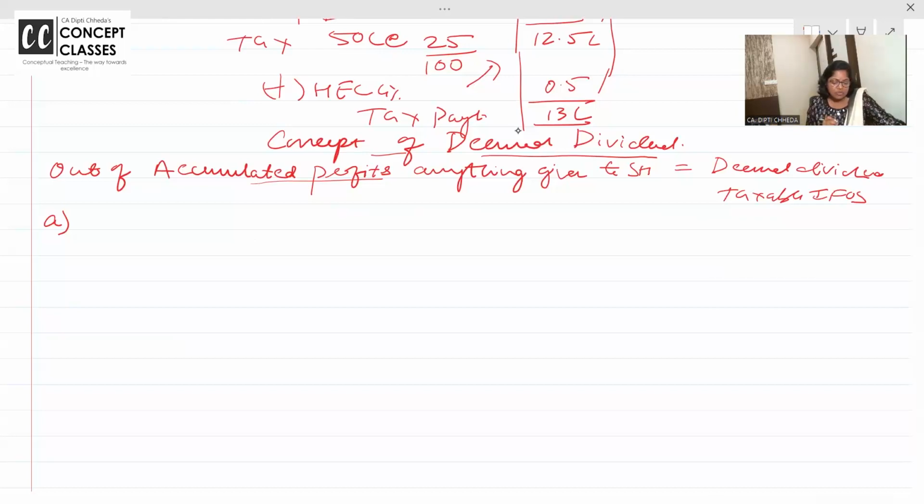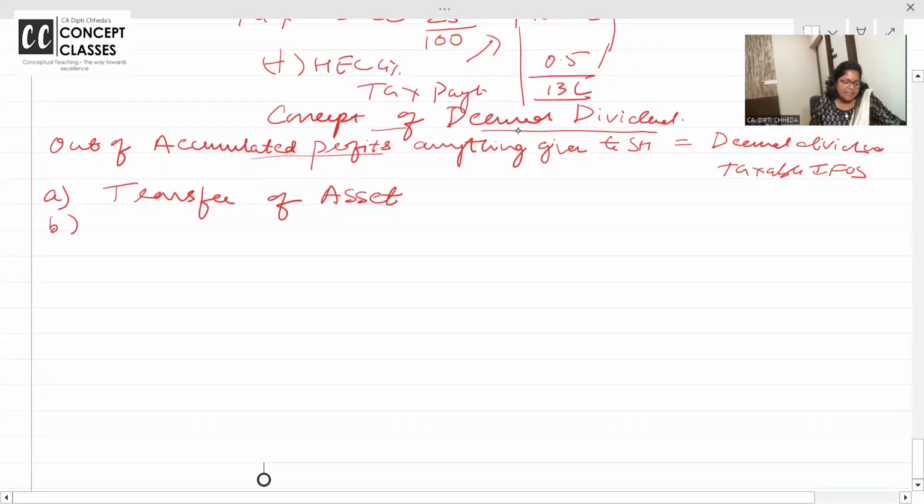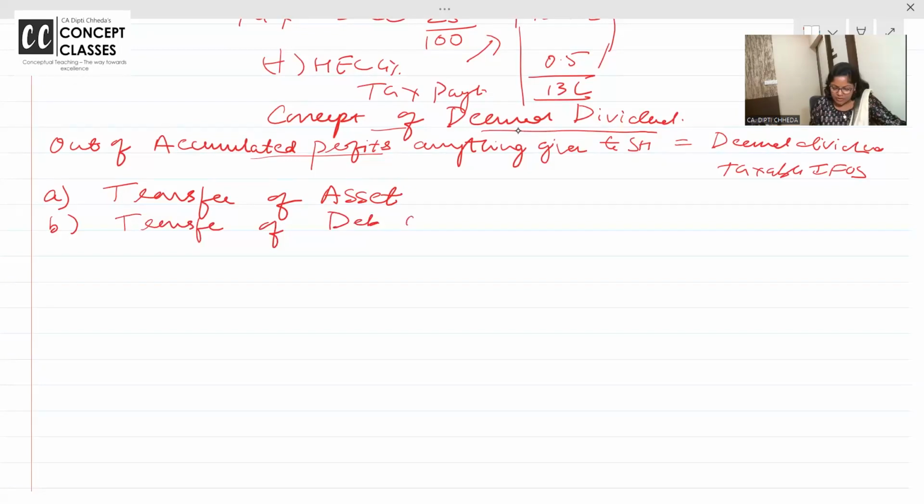Any distribution by a company to shareholders to the extent of accumulated profit, whether realized or not, resulting in release of any part of the asset. So you can say transfer of asset. You have transferred some asset to the shareholder. Second is transfer of debentures. Against the accumulated profits, we are giving debentures, or we are giving bonus shares not to equity shareholders but to preference shareholders, or any distribution made to shareholders on account of liquidation.